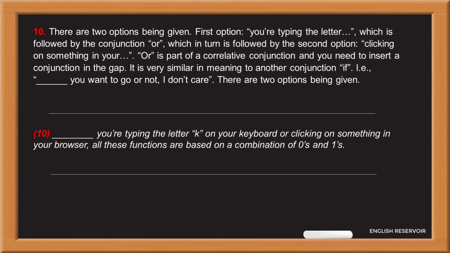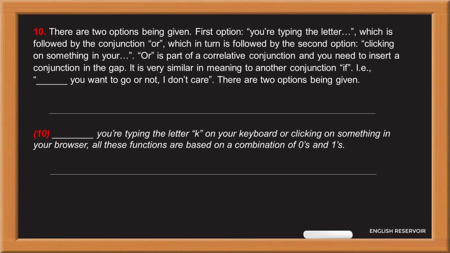There are two options being given. First option, you're typing the letter, which is followed by the conjunction or, which in turn is followed by the second option. Clicking on something in your or is part of a correlative conjunction, and you need to insert a conjunction in the gap. It is very similar in meaning to another conjunction, if, i.e., do you want to go or not? I don't care. There are two options being given.